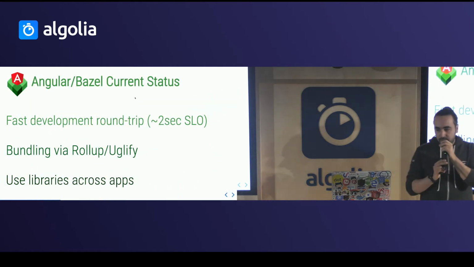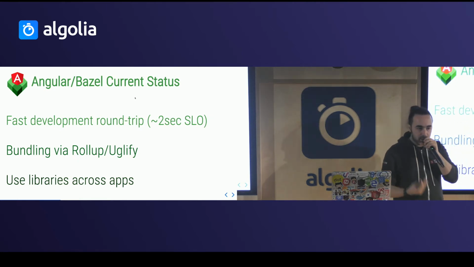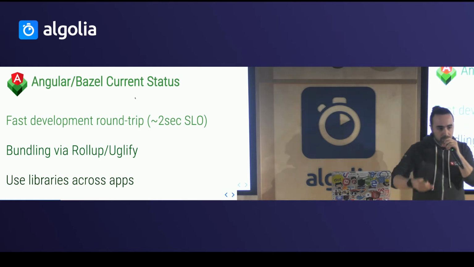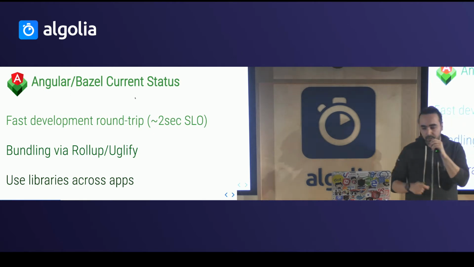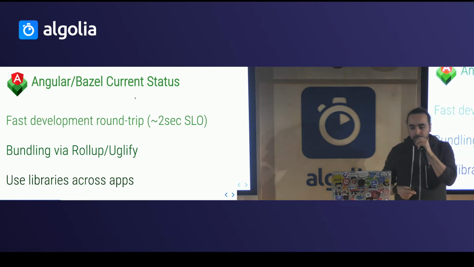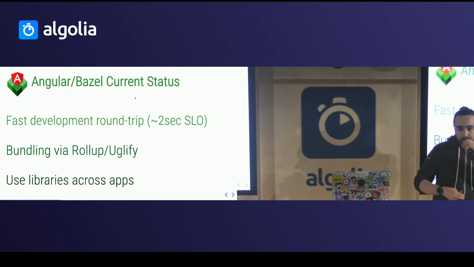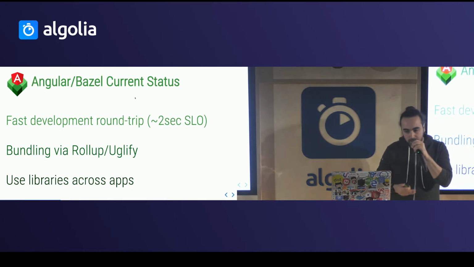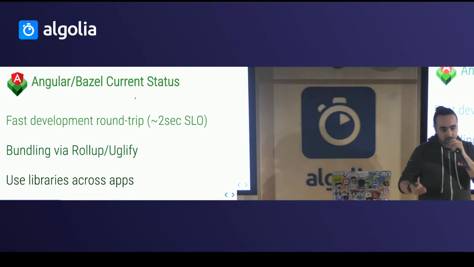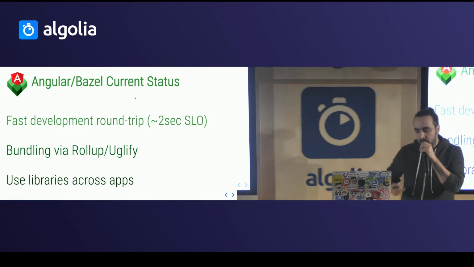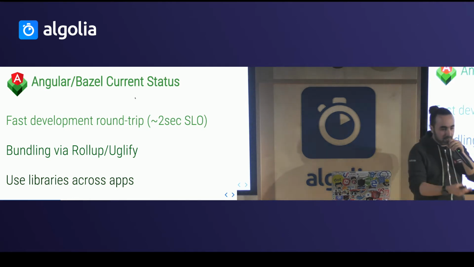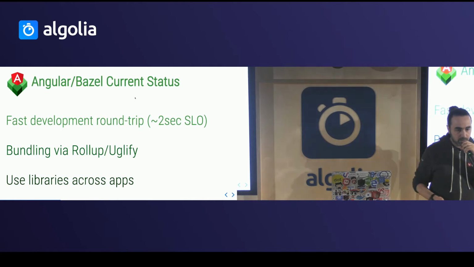So the current status of this project is the team has managed to have a 2-second SLO round trip development, like during round trip, when you save your file, a 2-second incremental rebuild. Now they managed to have fully bundled packages using Rollup and Uglify. And they also managed to use Bazel to build libraries and use them across projects.